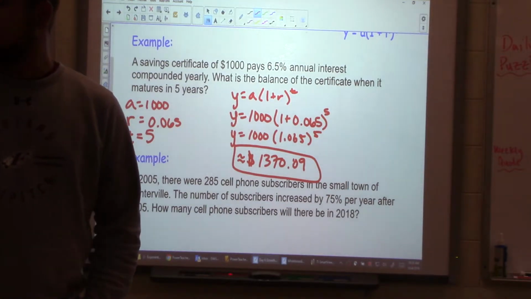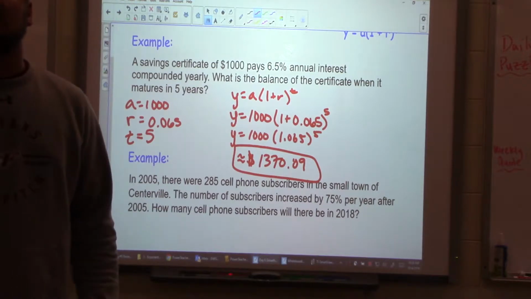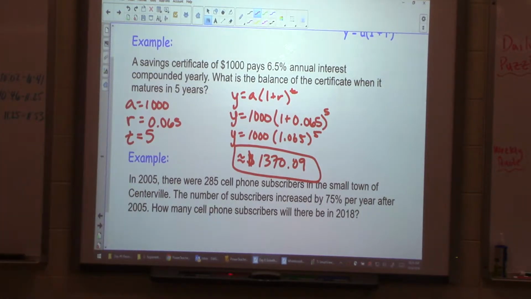Majority, yes? Okay. Do we all see how we're plugging those values in, what each value means? Okay, let's keep going. I think we have 2 problems left and we're done.